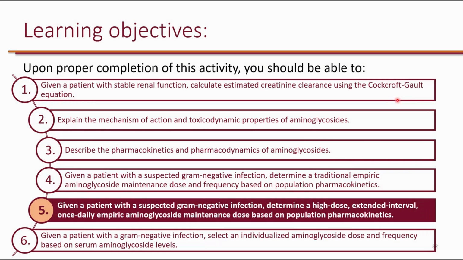We use the Cockcroft-Gault equation for creatinine clearance. We explained the pharmacology and PK/PD of aminoglycosides. We also use population kinetics to come up with the traditional empiric aminoglycoside dose and frequency. Now, the next learning objective is: given a patient with a suspected gram-negative infection, determine a high dose extended interval once daily empiric aminoglycoside maintenance dose based on population kinetics.